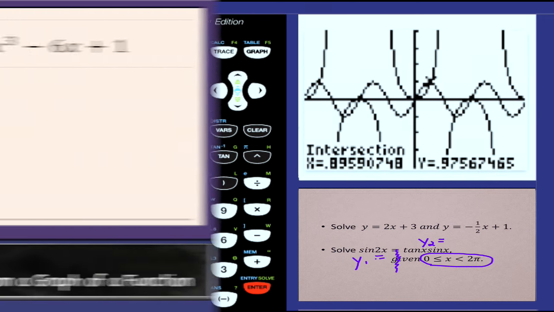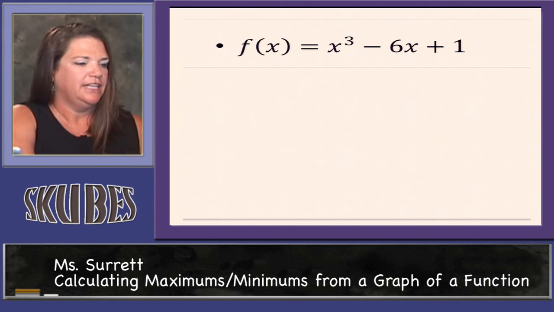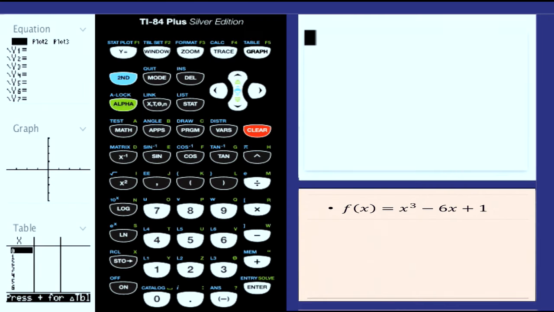So let's find minus 6x plus 1. So the way we're going to type this into the calculator, you need to understand that f of x is the same thing as y. So you just want to think about that you're going to be typing in y equals x cubed minus 6x plus 1. On a graphing calculator, you don't actually have to type the y.